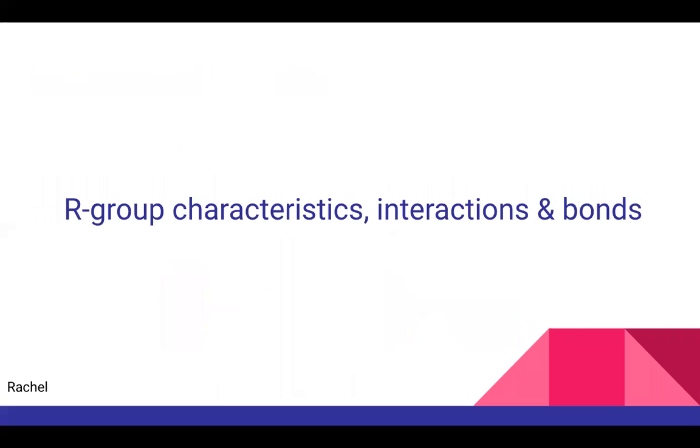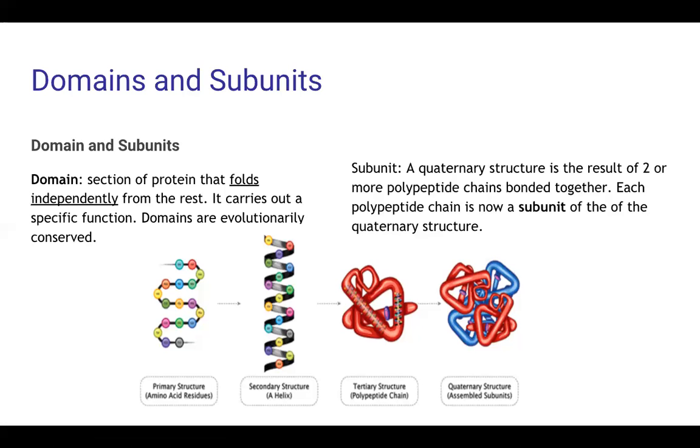Quick question, are there any subunits in tertiary structure? Repeat the question. Are there any subunits in tertiary structure? I see one yes and a bunch of no's. So I would say that there is one subunit in tertiary structure. A little bit of a trick question, but tertiary structure is just a single subunit, and then quaternary structure would be multiple subunits.